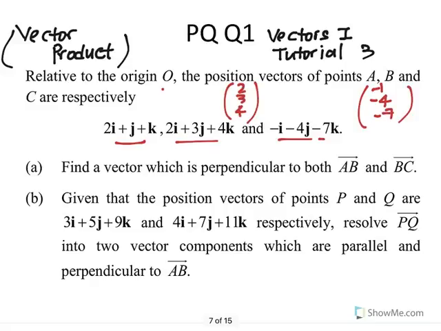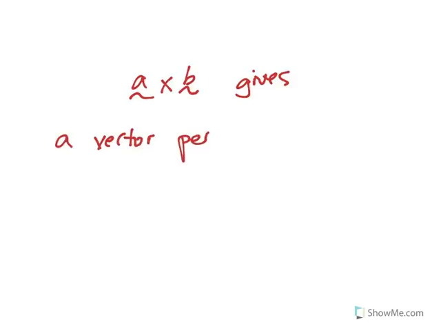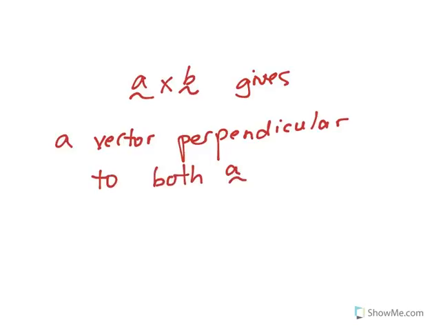As a habit of mine, I always try to write it in column vector form. I find a vector which is perpendicular to AB and AC. Now, this is a tutorial on vector product. We know that one of the things that gives us perpendicular vectors is the vector product. So recall that if we have A vector product with B, this will give a vector that is perpendicular to both A and B.